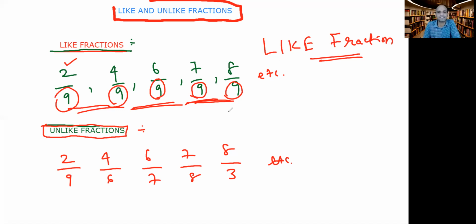And its opposite is very simple. You know that, there is no need to tell you. Look here, we have the numerators 2, 4, 6, 7, 8, but here the denominators are different: 9, 6, 7, 8, 3. Now do you understand? If we have fractions whose denominators are different, obviously the numerators are different and the denominators are also different, then they are called unlike fractions.